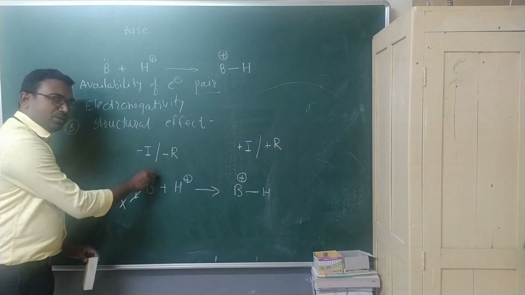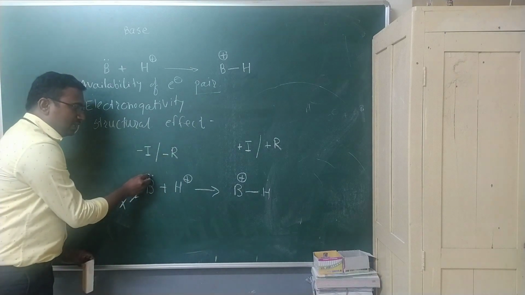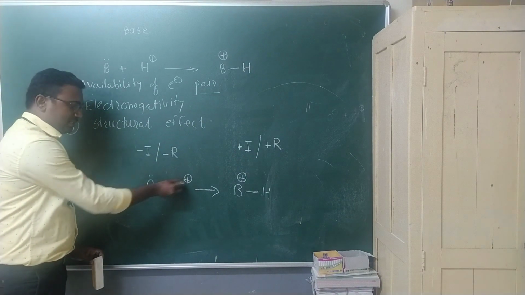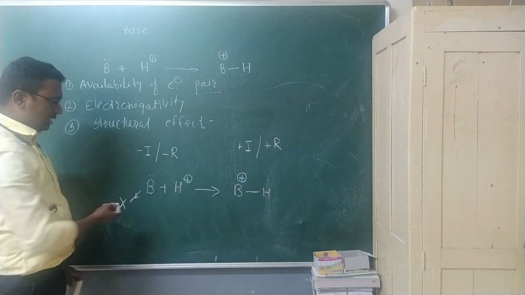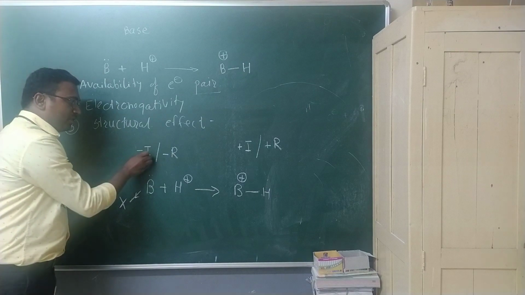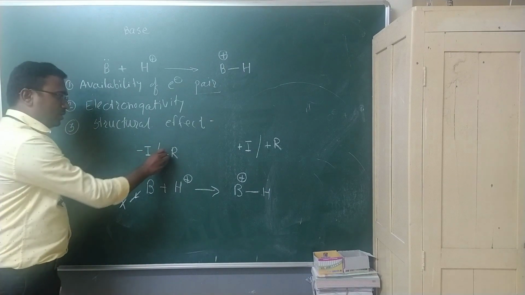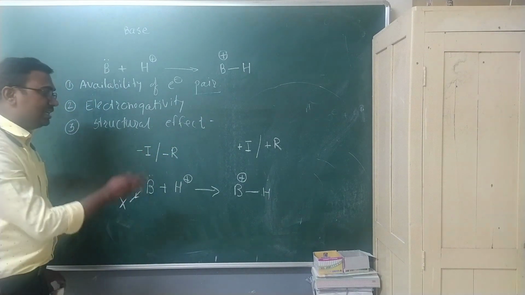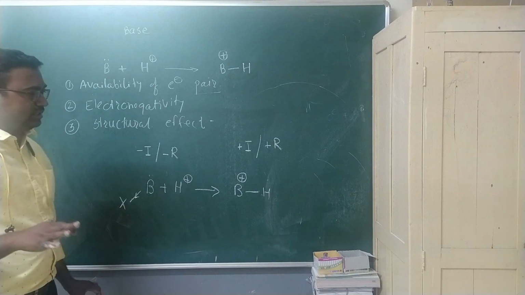If its ability to donate the lone pair or the electrons is greatly decreased, then basicity automatically decreases. So any substrate which has an electron withdrawing inductive effect or electron withdrawing resonance effect will decrease the basicity of the base.